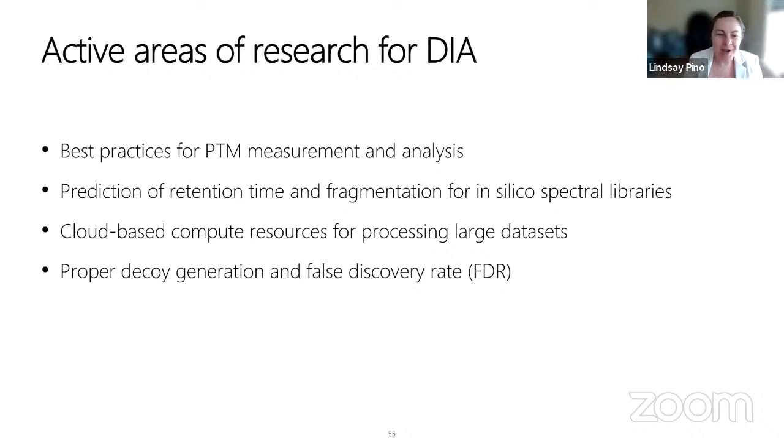As data sets get bigger, your computer might not be able to process them. You might run into this tomorrow or Wednesday if you're operating on a laptop, for example. So people are working on cloud-based resources so that we can process larger data sets. Then finally, if you're coming from the DDA world, you might be familiar with FDR and decoys. This is a pretty big active area of research for DIA because the way we make decoys for DDA doesn't work great for how we do DIA. So doing proper decoy generation and proper false discovery rate is something to always think about with DIA, and a little bit of bleeding edge in the field.